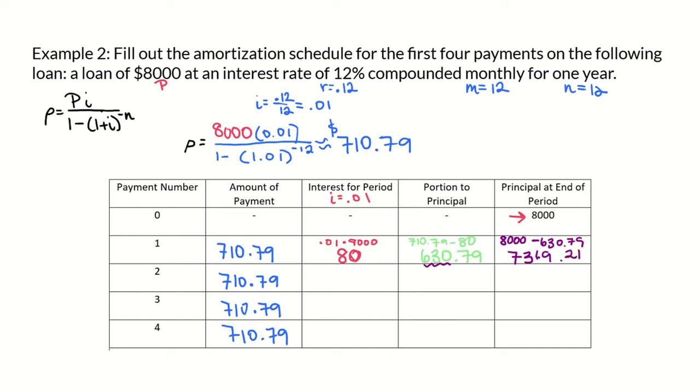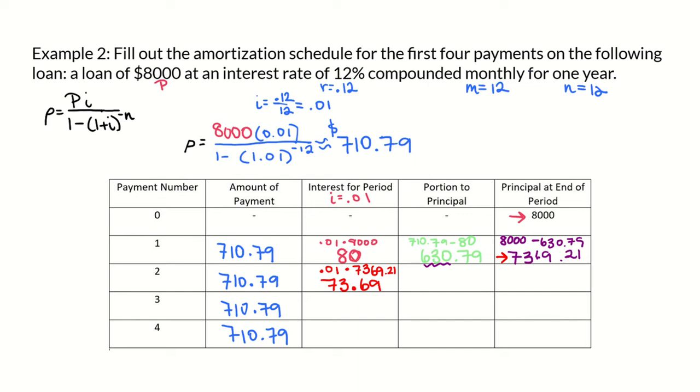So now the next period, again, we pay $710.79, but now the interest is interest on this amount, the new principal, instead of the original $8,000. So that means for the interest for this period, we calculate 0.01 multiplied by the current principal. So that means that the interest paid this time is $73.69.